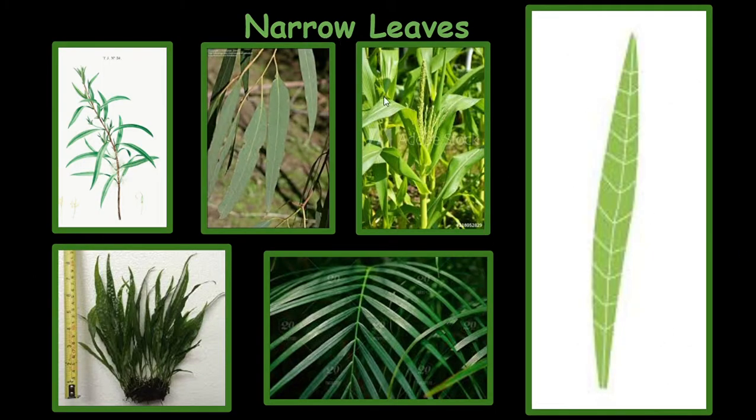These are called the narrow leaves. If you look at them closely, you see that these are very slender, right? They are not too broad or too wide. That's why they are called narrow leaves. Narrow leaves can be very long or can be short.